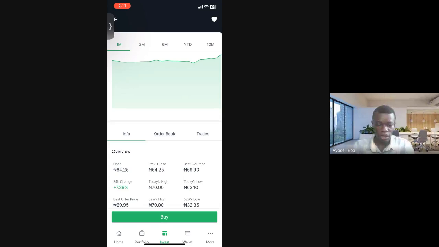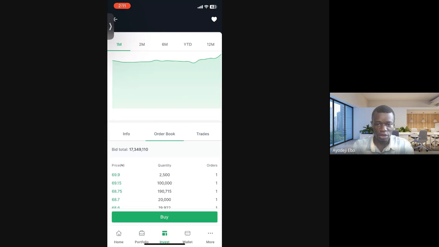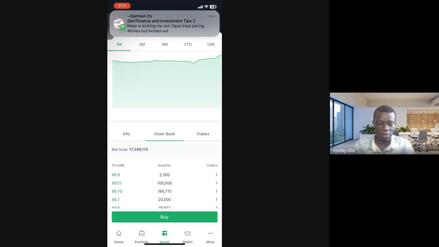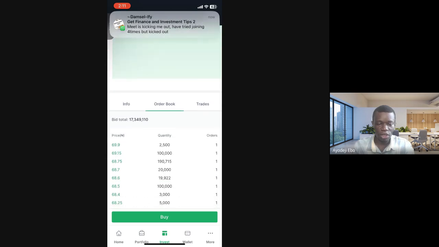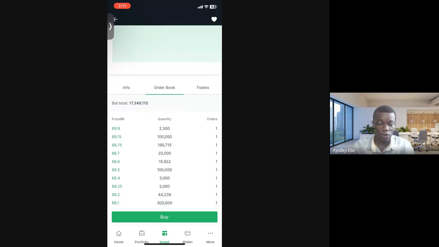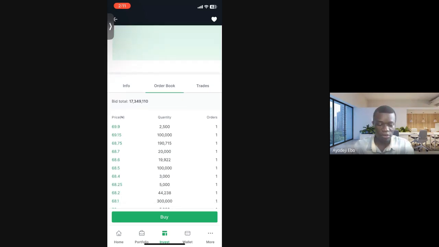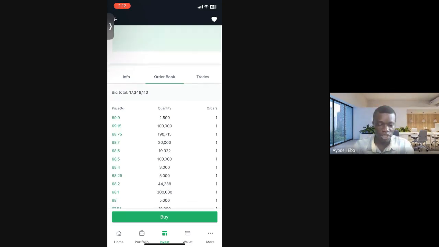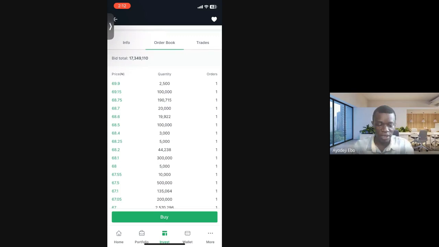The one thing that you need to know before you buy is this order book. The essence of the order book is to let you know what is happening in the market. So you would see that 70 million units are being demanded. When we say bid, it means people that are trying to buy at different prices.